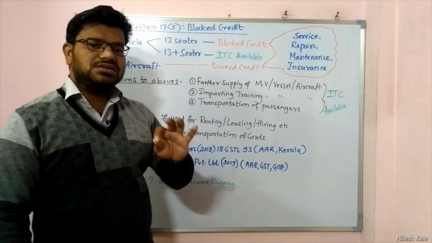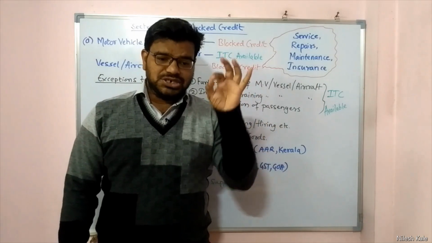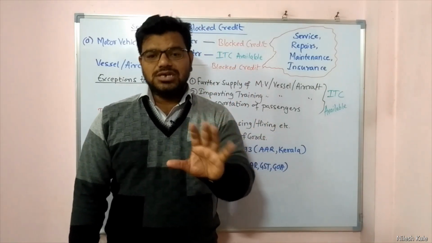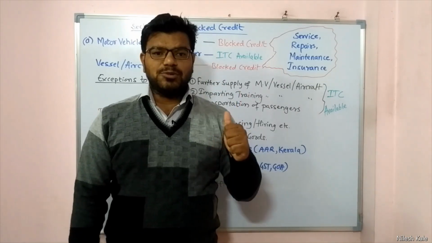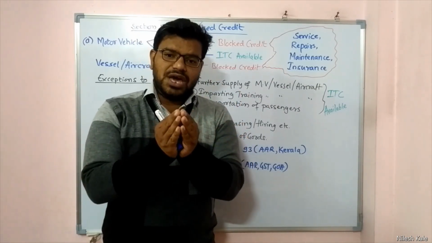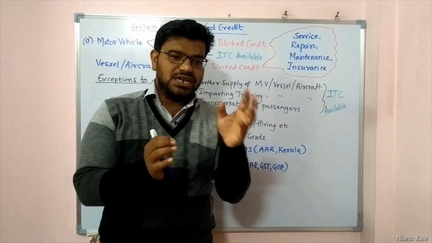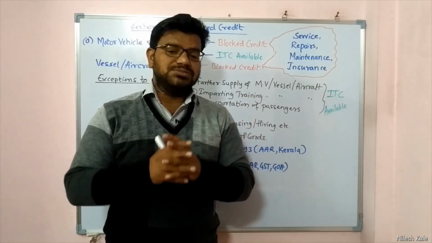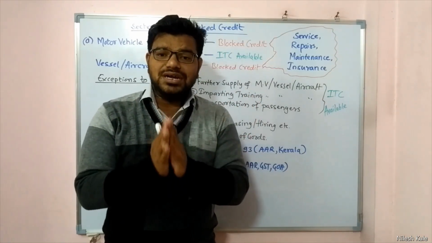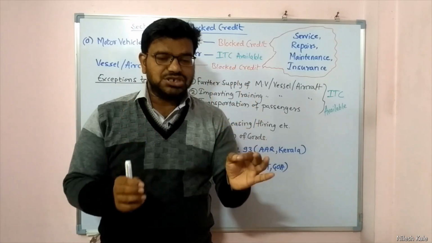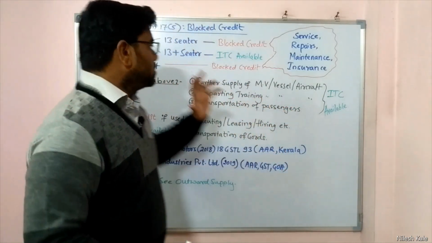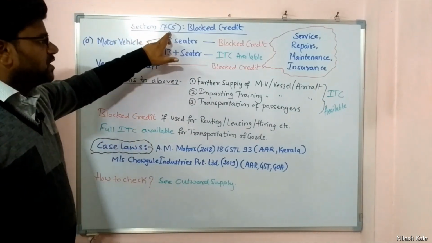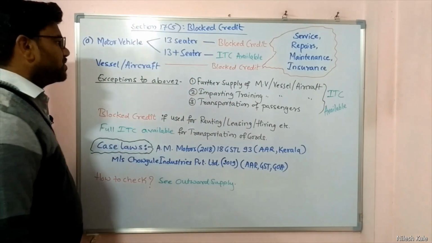Blocked credit means the credit is completely blocked in such a manner that whatever is the case, you will not get the credit, not even a part of it. In the apportionment video we have seen we bifurcated between eligible and ineligible credits, but here we are completely declaring that these are such inputs. If you are using them, then the credit will be blocked. Section 17 subsection 5 speaks completely about blocked credit.